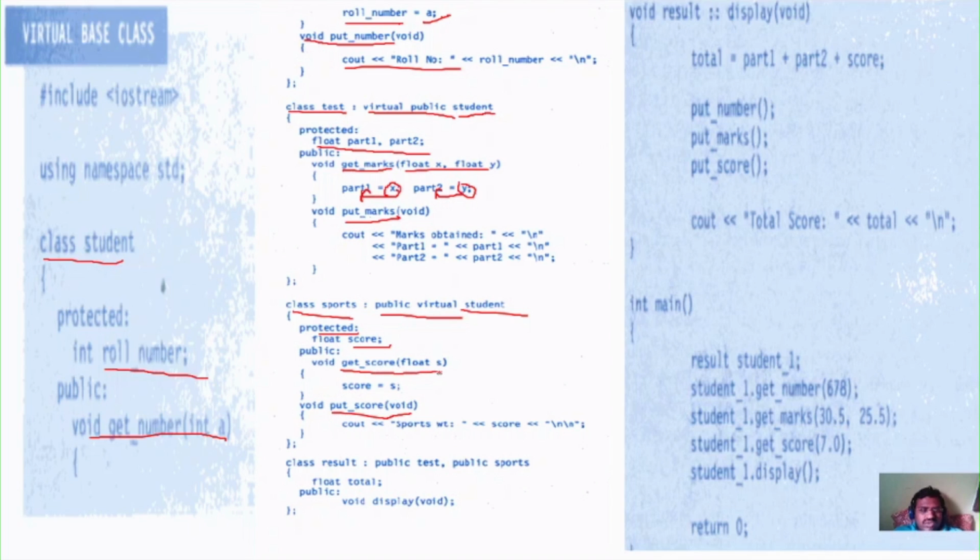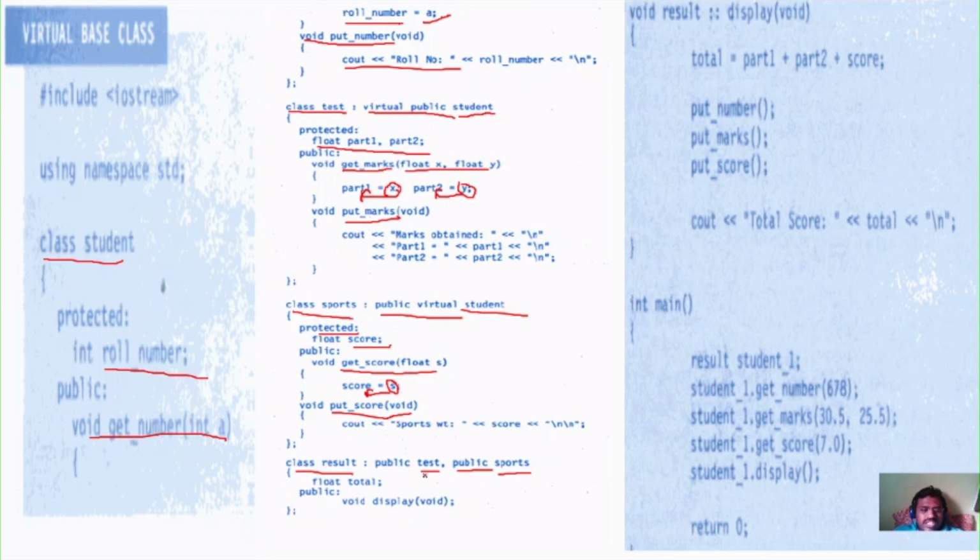Inside the get score, it is going to contain only one argument, that is yes. The value of yes will be assigned to score here, whereas put score is going to just display the contents of the score to the user. And finally, we have the result, where the result is a derived class, derived from the base class test and another base class, sports.